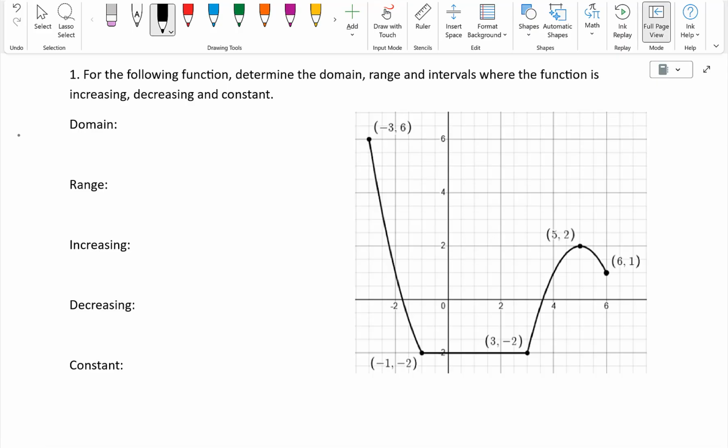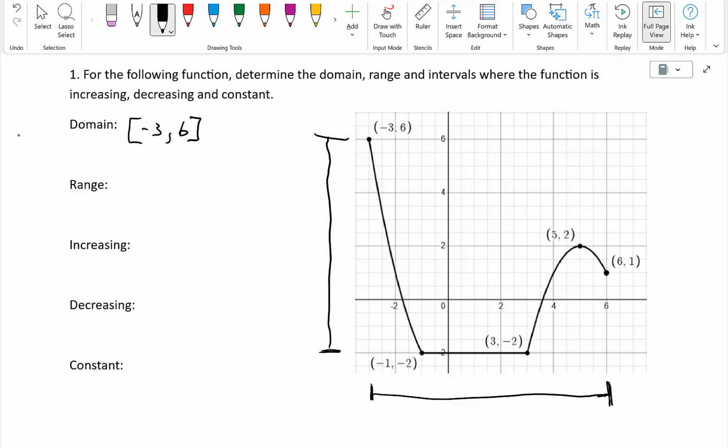So for domain, we're just looking from the left to the right. So left, we come all the way out to -3, and it extends over to the right to 6. Since both values are included, we can use our brackets for the -3 and the 6. For our range, we're looking from bottom to top. We bottom out here at -2, and we don't have any jumps or gaps in the graph as we move all the way up to 6. So we can go for our range from -2 up to 6.